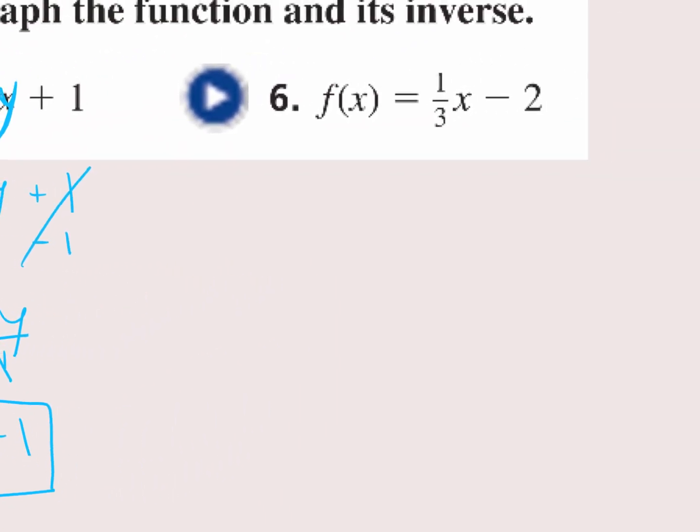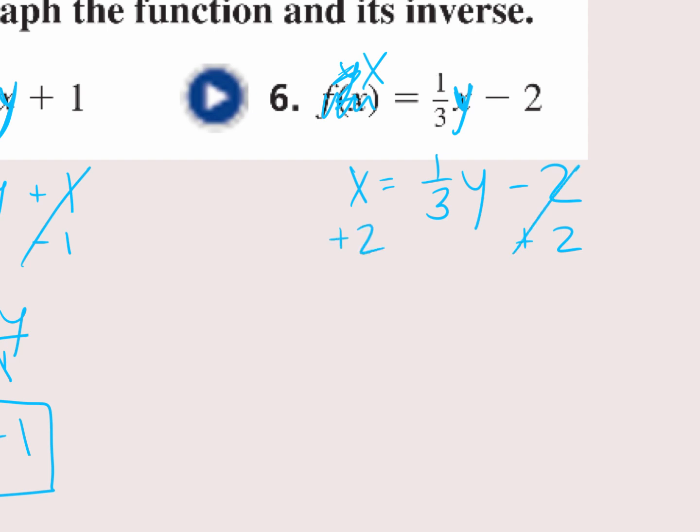All right, let's look at 6. So what should I do? I can change the f of x to be y, but then what do I do next? Switch the x and y. So make this x and make the x a y. So x is equal to 1/3 y minus 2. I got to add 2 first, to move it to the other side, because our goal is to get y all by itself. So x plus 2 is equal to 1/3 y.